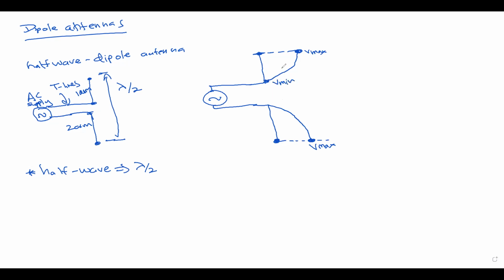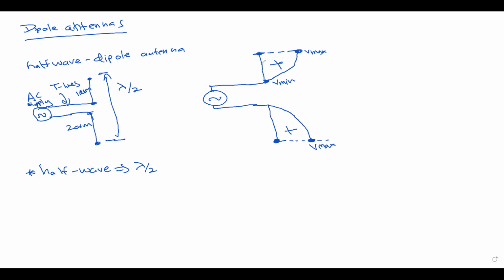Since these voltage patterns are complementary, supporting each other, radiation will happen successfully by these two arms. So the radiation will happen by these two arms into the space as much as possible.